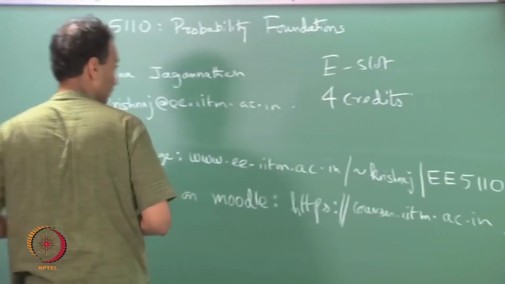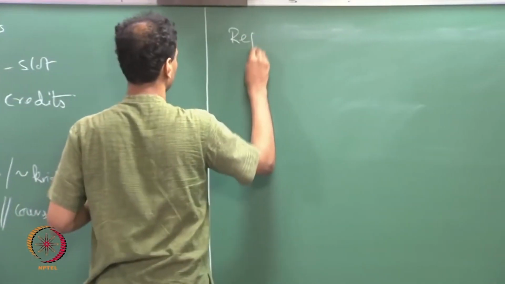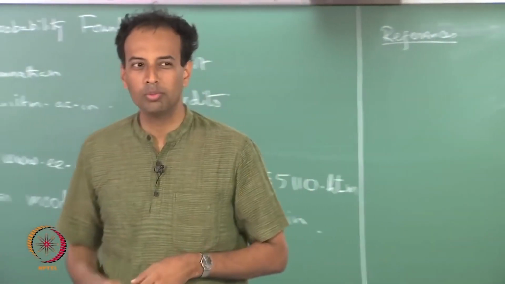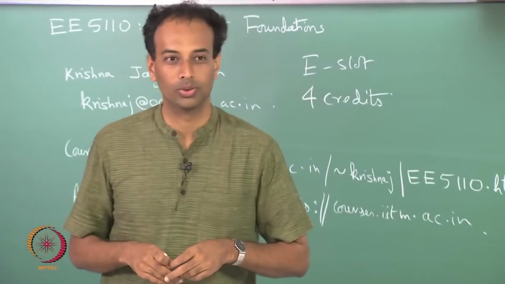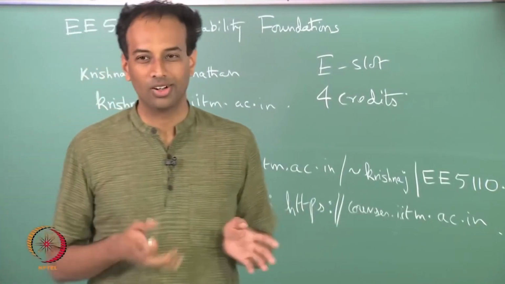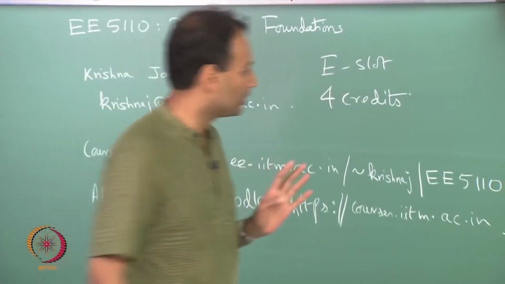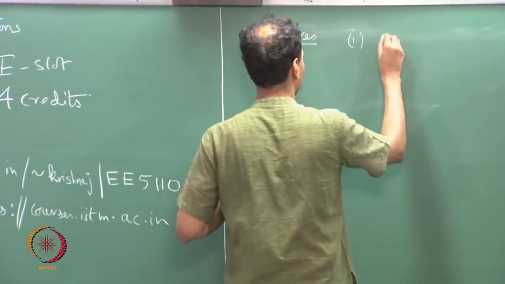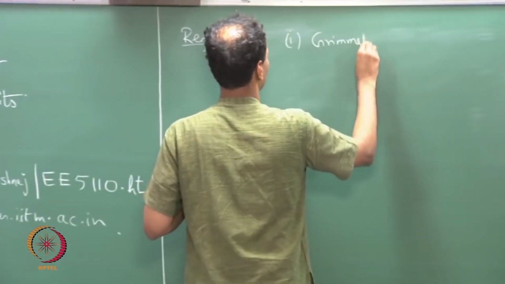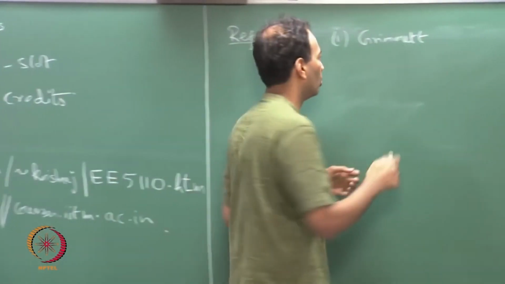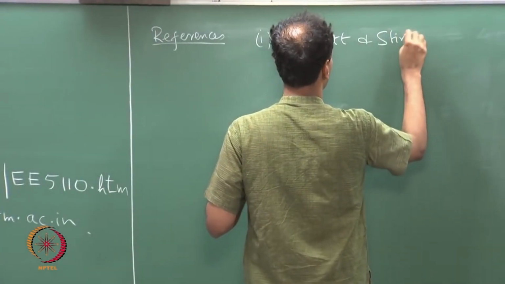Now, reference material. Let me write it down here. There is no one book out there which closely follows what we are going to do. There is a number of material that I am going to suggest. You do not have to buy all these books. The book that you should probably consider seriously buying is Grimmett and Stirzaker. This is probably most well matched with this course. It's a very good book, a very classic book. So, this is something you may want to consider buying.